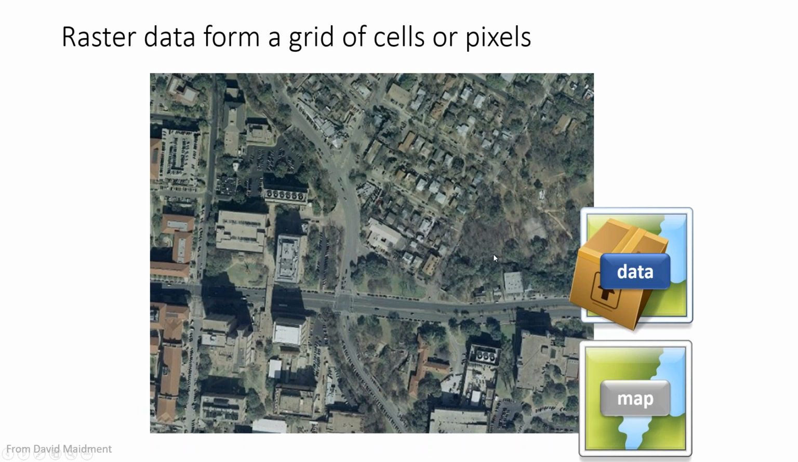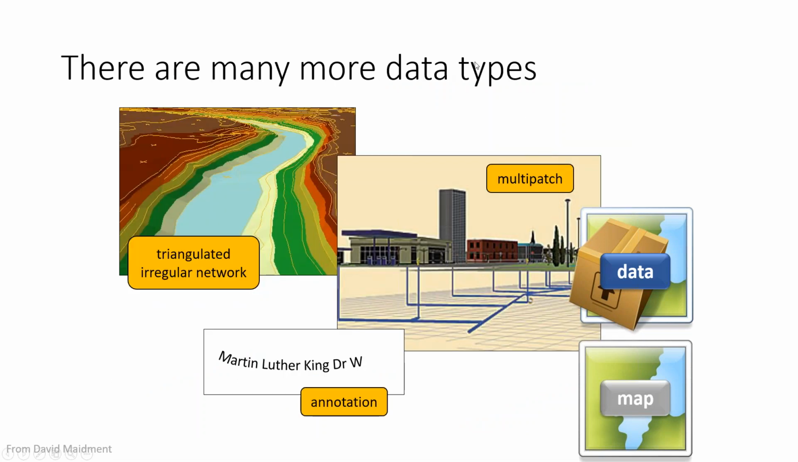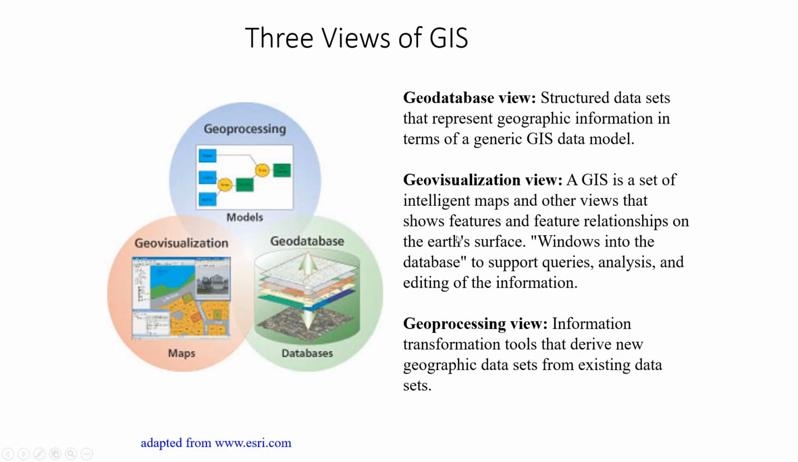We also use gridded or raster data that's really comprised of data values for individual pixels, which may be very small in the case of an aerial photograph, and you see an image, although this is really just a bunch of different colored squares. Raster information can represent things like land use, like rainfall, like the elevation. And there's many other data types that are used in GIS that we won't get into that much. Multi-patch data, triangulated irregular networks, annotations.